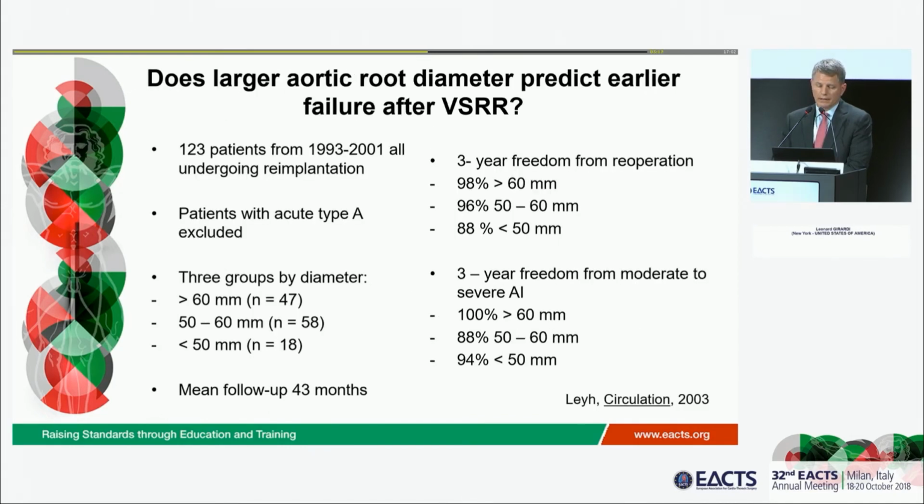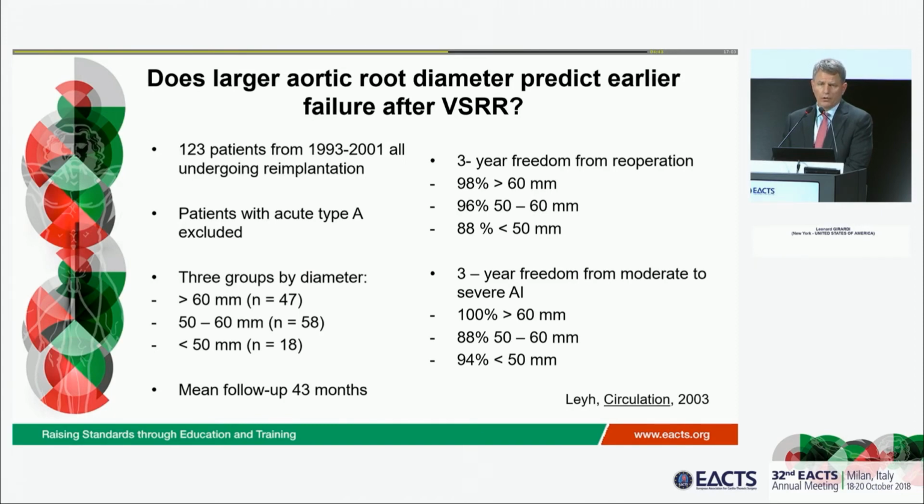Now, does the patient with a larger aortic root diameter deserve an opportunity to have a valve-sparing root repair? The group from Hanover looked at 123 patients, excluding those with type A dissections, and broke up the group into 3 separate diameters: those greater than 60 millimeters, those 50 to 60 millimeters, and those less than 50 millimeters. The mean follow-up was a little over 3 years. The freedom from reoperation was good and was not dependent upon annular diameter.